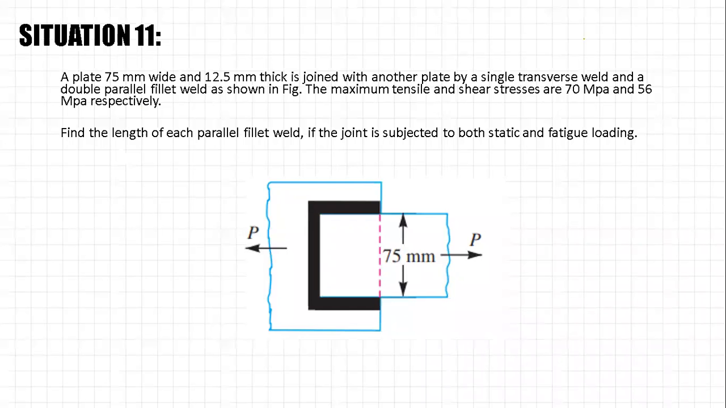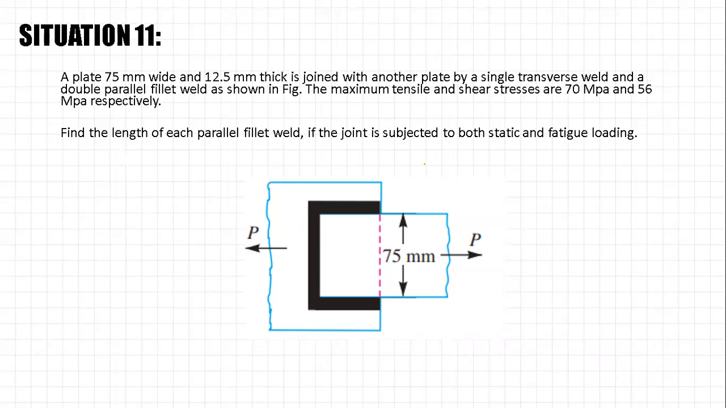So let's proceed now to our example number 11, or situation number 11. Let's analyze first the problem. A plate 75 mm wide and 12.5 mm thick is joined with another plate by a single transverse weld and a double parallel fillet weld, as shown in the figure.